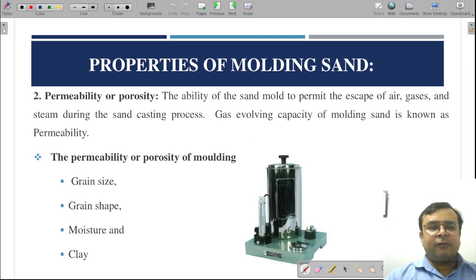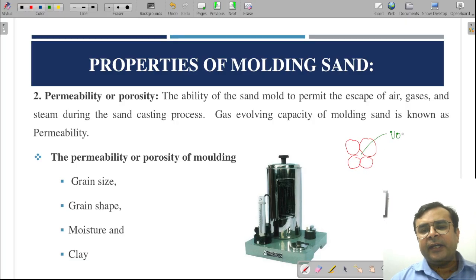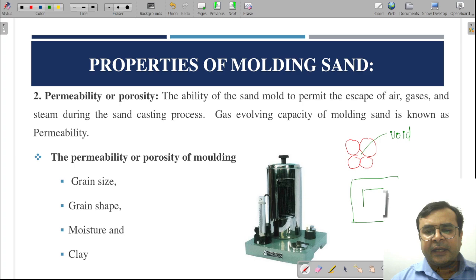Next step, permeability of the molding sand. Permeability means gas evolving. I already told you, let's suppose this is the molding sand and it is bounded like this. So this gap is called a void. You can see here, this is a mold box and this is a mold cavity.